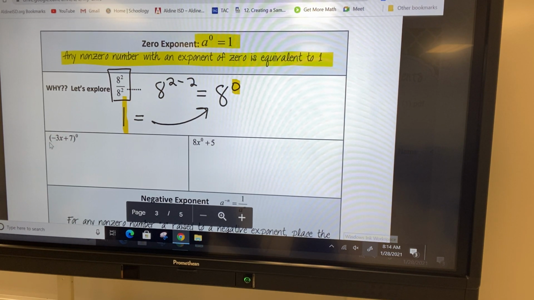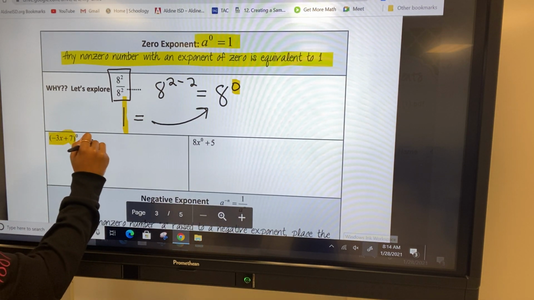Okay? So what that looks like in an example is, here we have this whole thing set to the power of 0. So the whole thing is to the 0 power. So this would just be equal to 1.